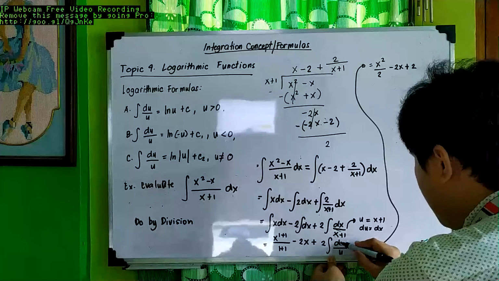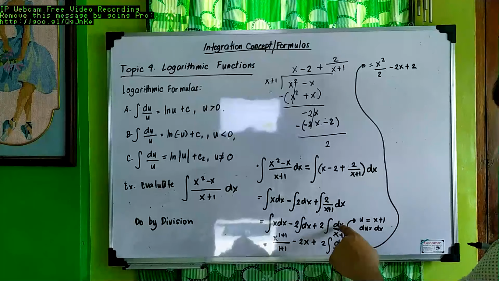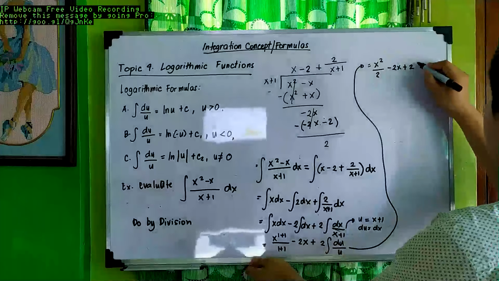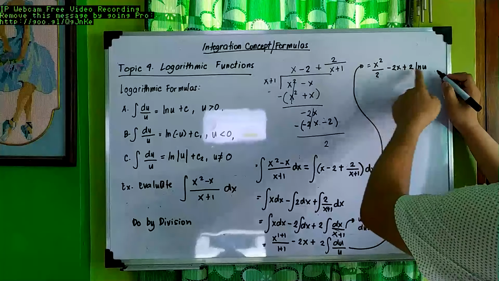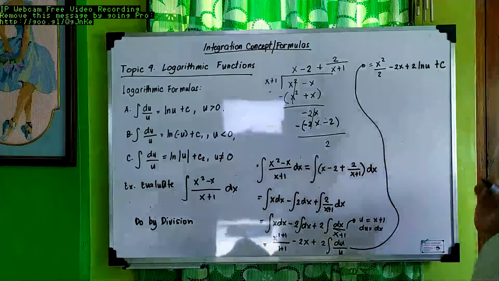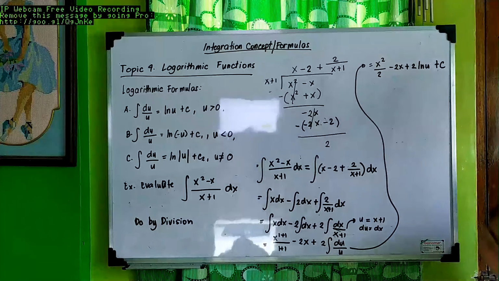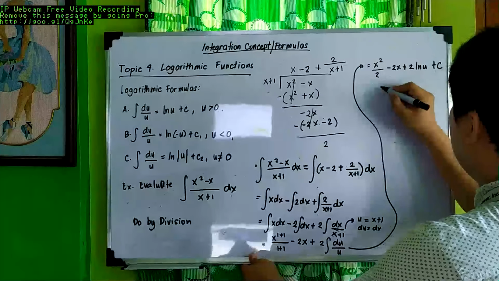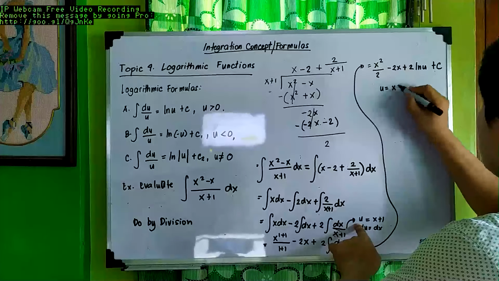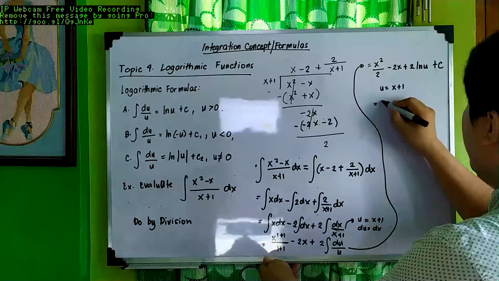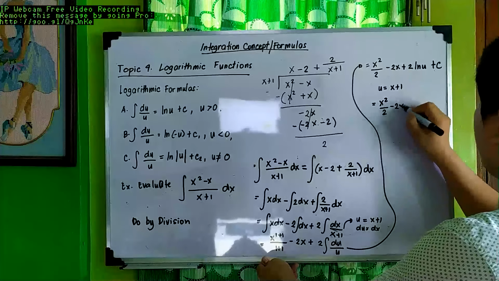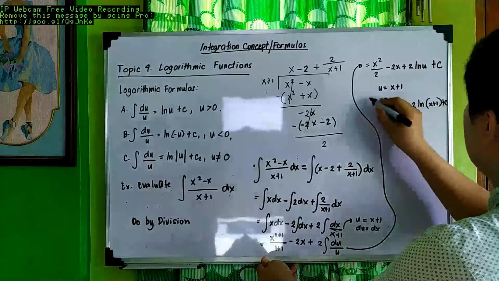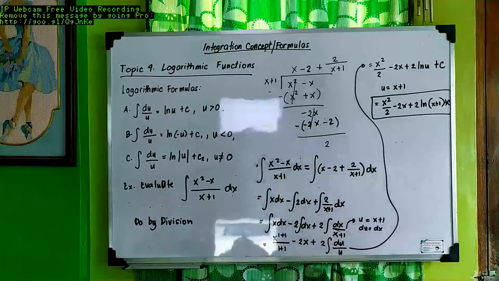Sorry, that is not dx, that is du. Okay, du is equal to your dx, so dx is equal to your du. So the integral of du over u is ln u. Then they are all already integrated, so you add plus c. Are we done? Not yet. Why? Because we still have a u term. We know that u is equal to x plus 1, so we substitute it. We have x squared over 2 minus 2x plus 2 ln of x plus 1 plus c. So that will be our answer.